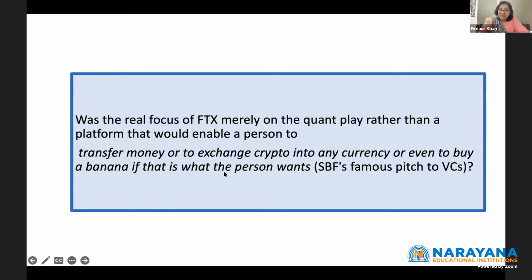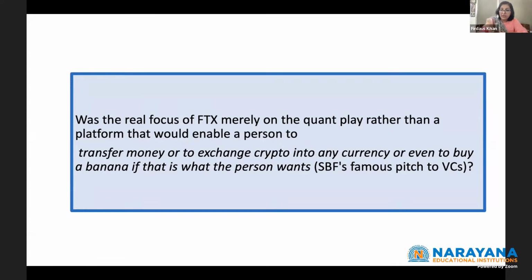Actually, when he formed the business, SBF pitched to VCs that FTX should become such a wonderful platform that you can transfer money anywhere in the world. You can exchange crypto into any currency around the world. And if a person even wants to just buy a banana, it will link to every kind of trading platform. Even if you want a banana, you should do it through FTX. But that is not what they were doing. They were basically still focused on taking money from the FTX users and FTX investors and pushing it to quantitative trading on Alameda. That is the story.